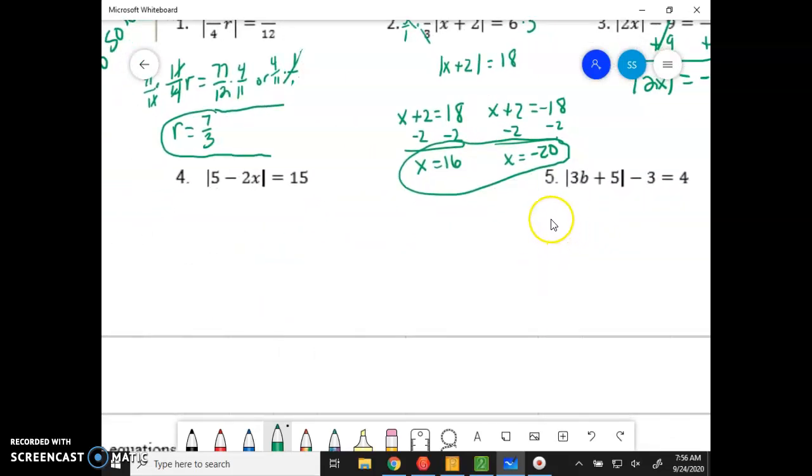Number 4. Step 1 already done for us. Nothing on the outside of the absolute value bars. Step 1.5, is there a solution? Yes, this is positive, so we can just set up two equations: 5 minus 2x is equal to 15, and 5 minus 2x is equal to negative 15.